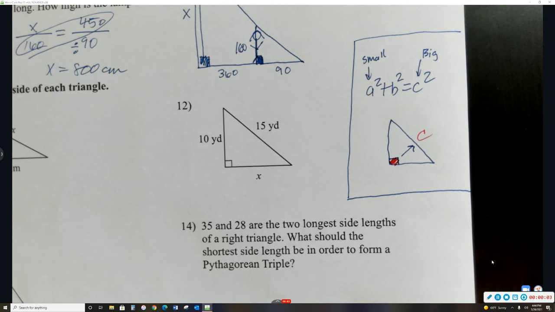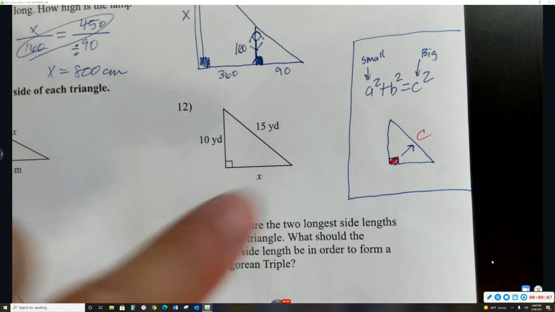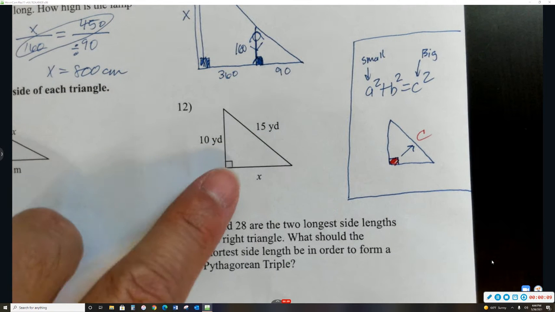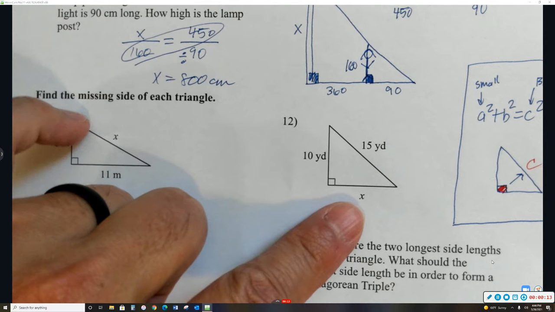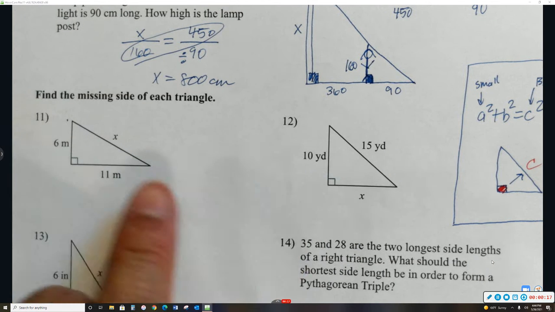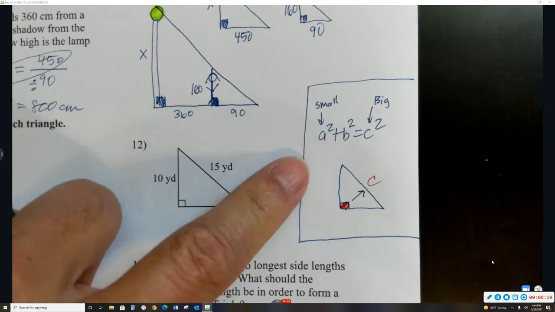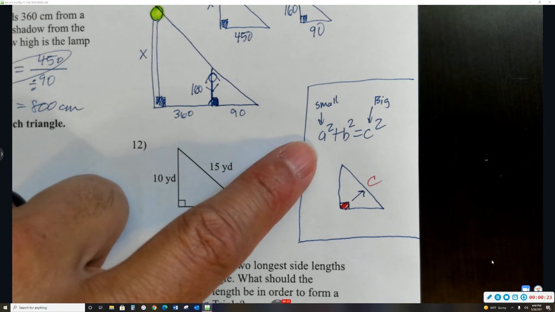In the next one we're going to use the Pythagorean theorem whenever we have a right triangle and we want to find a missing side length. That's actually what we're doing here. It says find the missing side length of each triangle. Because each of these is a right triangle, we can use the Pythagorean theorem. The Pythagorean theorem is a squared plus b squared equals c squared.